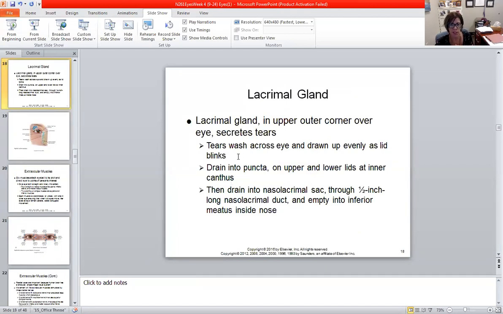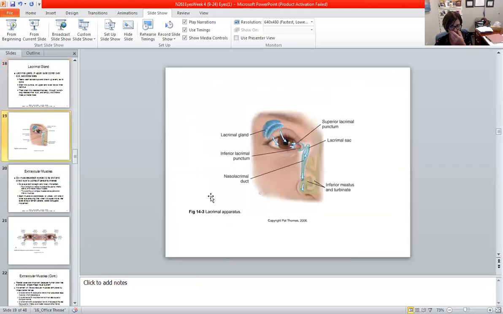So this just, again, tells you tears wash across the eye. They're drawn up evenly as the lid blinks. They drain into the puncta of the upper and lower lids. Not really important to know, but they go down to this lacrimal sac and then eventually empty inside the nose. And, you know, if there's too much drainage, it will come out that way.